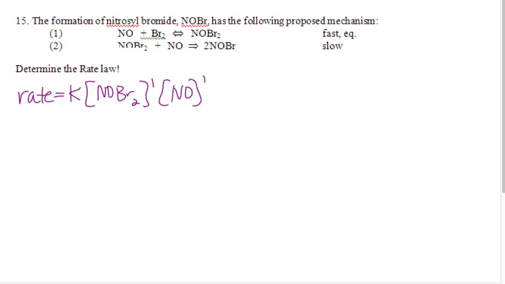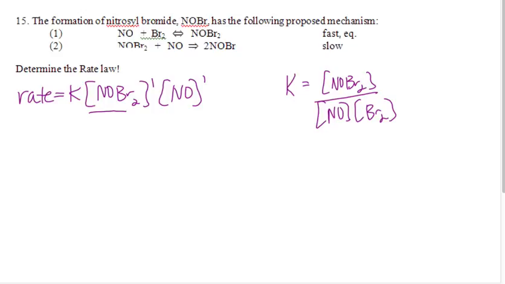NOBr2, it's an intermediate, right? Whenever you have an intermediate, you have to replace the intermediate. So this is our culprit. We can leave NO alone. We got to replace NOBr2. So go to the fast step, write your equilibrium expression. NOBr2 divided by NO times Br2. Remember to isolate the culprit. It's that guy. We want to isolate him. So I'm going to cross multiply K times NO times Br2, and that's equal to my culprit.